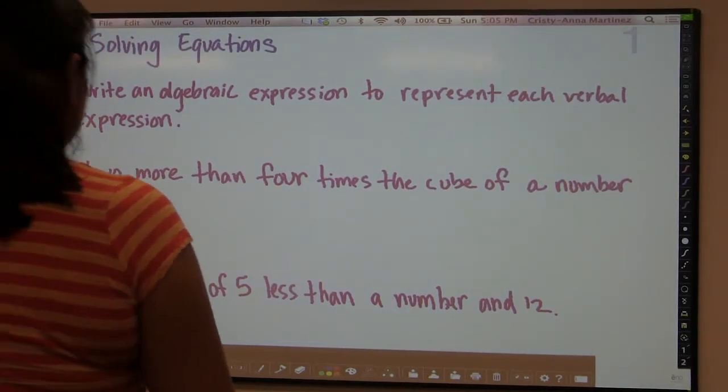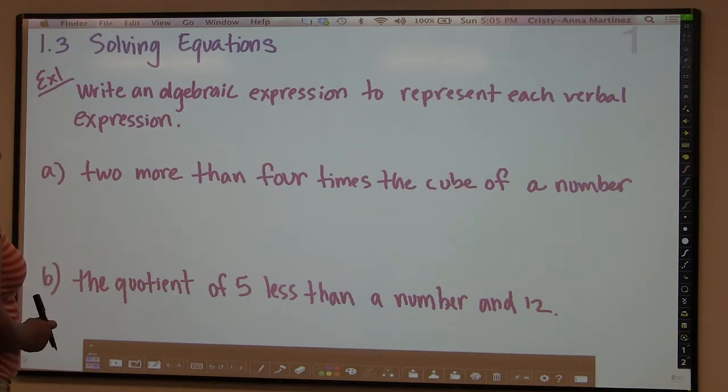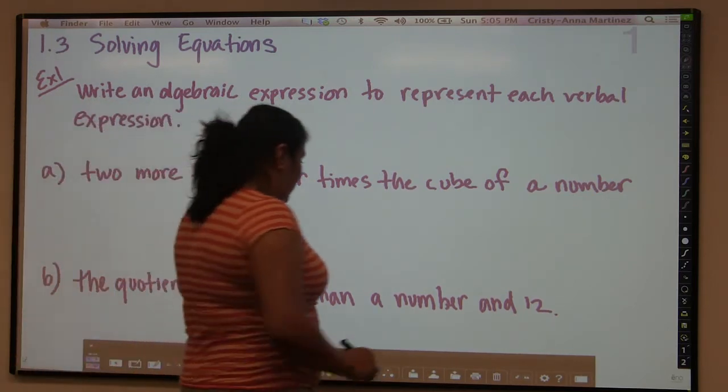Hello, today's lesson is going to be solving equations. It's 1.3 from your textbook, and we're going to get started right off the bat with a couple of examples. Our first example is asking us to write an algebraic expression to represent each verbal expression. And so here we have the first part, A, 2 more than 4 times the cube of a number.